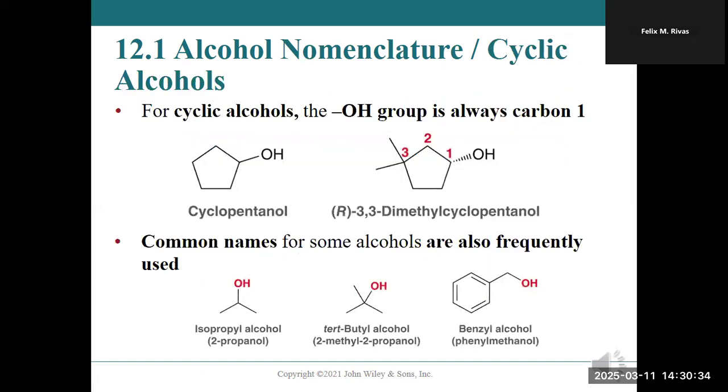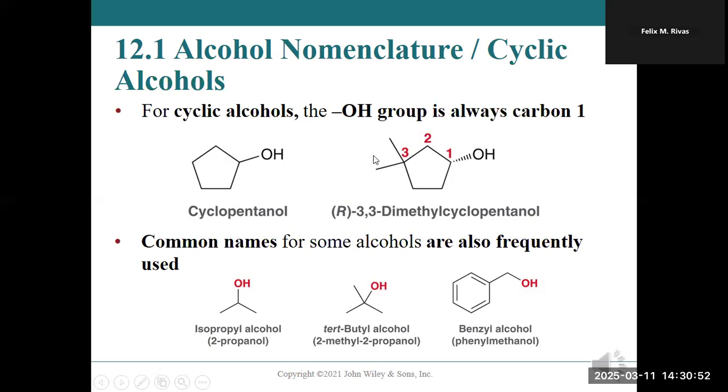When you have a ring, then the alcohol needs to include the cyclo word in front of it. In this case, this is known as cyclopentanol. We do not need to include the number one because it's assumed that if you have one alcohol in a cyclic structure, it will always be carbon number one.